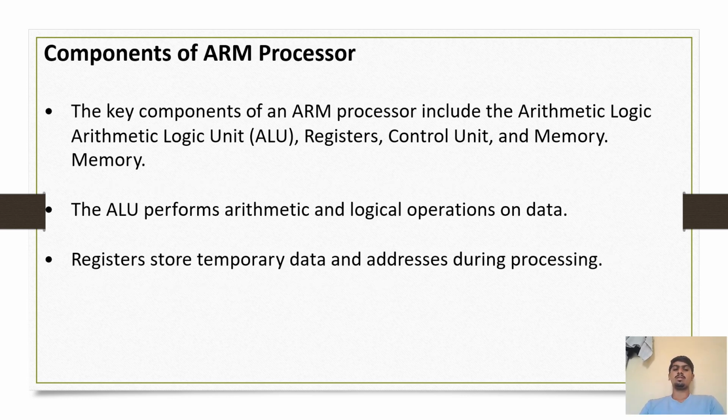Components of the ARM processor. The key components of the ARM processor include the arithmetic logic unit, registers, control unit, and memory. The ALU performs arithmetic and logical operations on data. Registers store temporary data and addresses during processing.